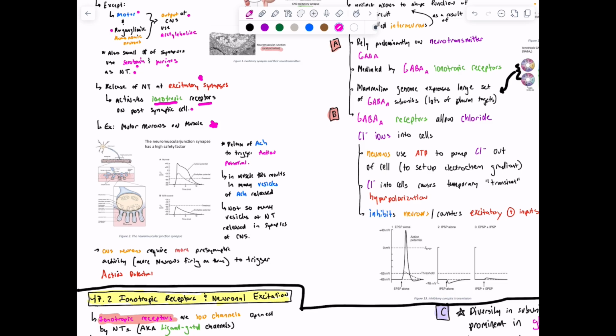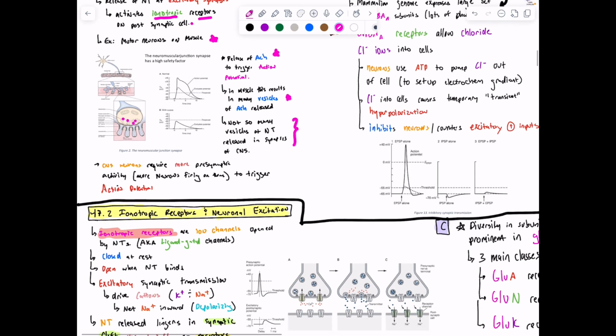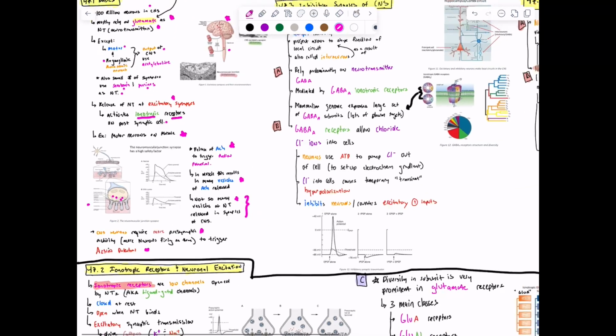Talking about motor neurons of muscles, you have acetylcholine released into the synapse to trigger the action potential on the muscle fibers. And so when you have an action potential on the neuron, you have many vesicles of this acetylcholine being released. But in the central nervous system, you are not going to have so many vesicles of neurotransmitter release like you do peripherally in the synapses with muscle. So the difference, though, you're going to have fewer vesicles, but you're also going to have more presynaptic activity to trigger the action potential. So more neurons firing on a single neuron to get them to trigger an action potential overall.